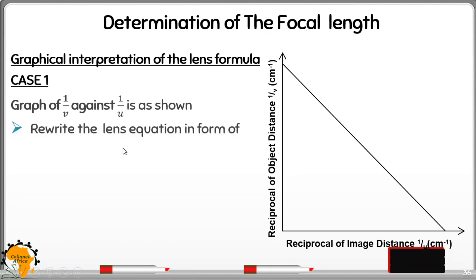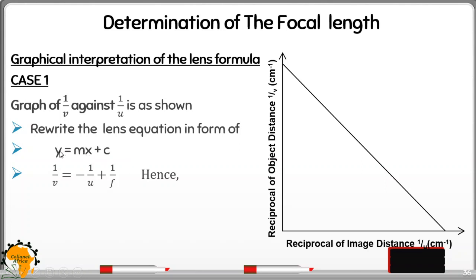So when you rewrite our lens formula such that we start with 1 over v, you're going to get that it is equal to negative 1 over u plus 1 over f. Remember, we want to get 1 over v on the y-axis and 1 over u on the x-axis. So we are just rearranging our lens formula, and then we equate it to the equation of a straight line.